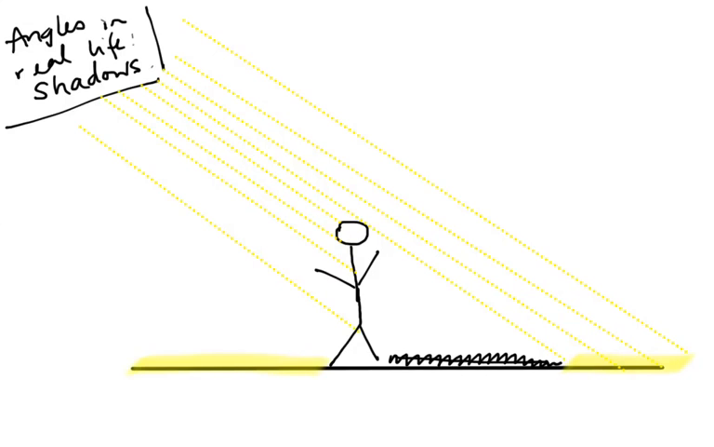So if the sun is higher in the sky, this angle, the angle of the sun will be greater, and if the sun is lower in the sky, the angle will be smaller. So this is where the angle comes in. And maybe I'll draw another picture where the sun is higher in the sky.